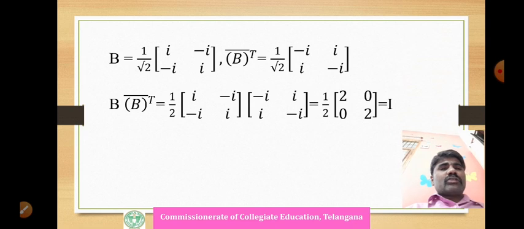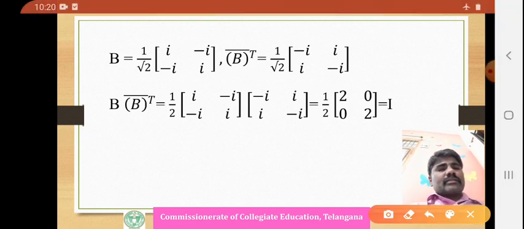Now we can take an example for a unitary matrix. Let us take B equals 1/√2 times the matrix with i, i, minus i, minus i. Now B bar transpose is 1/2 times minus i, minus i. Now B into B bar transpose equals 1/2 into the product. Multiplying these two matrices, row and column, i into minus i is minus i square, that becomes +1, and minus i into i is minus i square, that becomes +1, so +2. That's why this is 2.